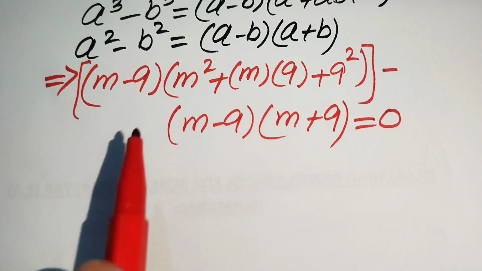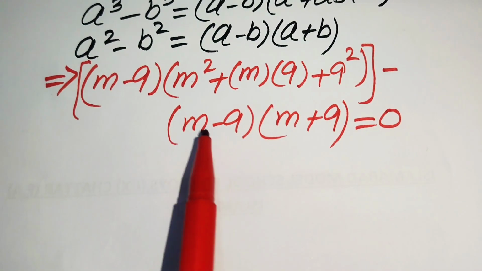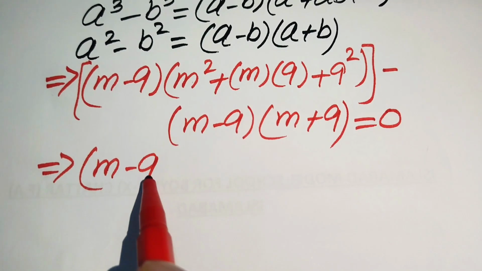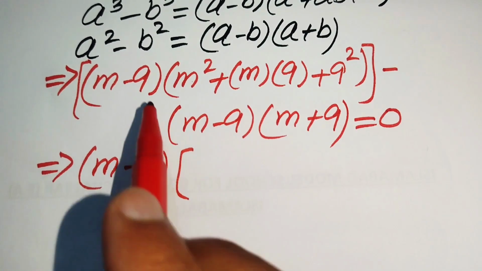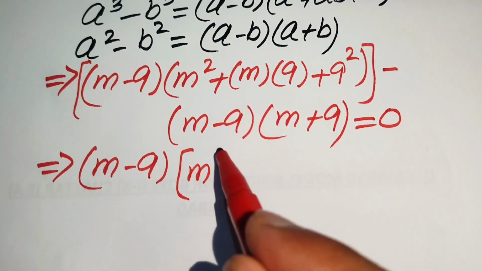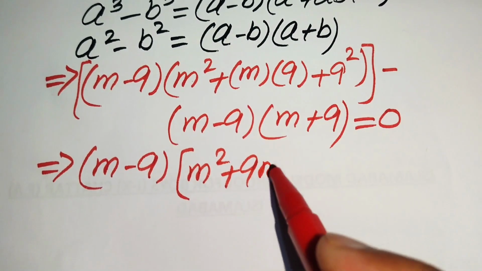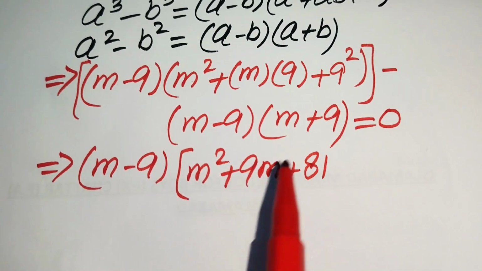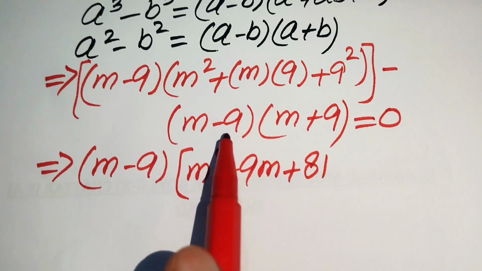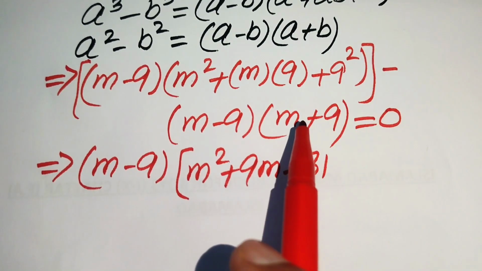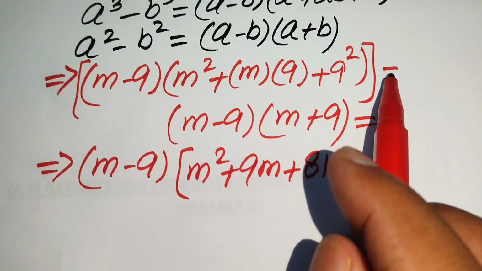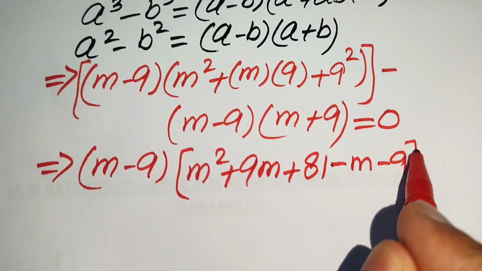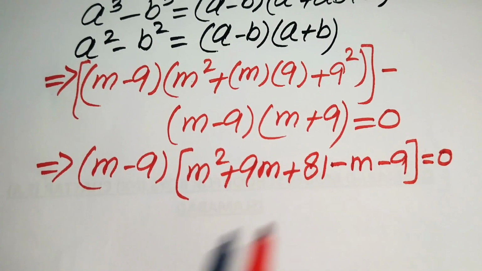So here you focus on both of these two factors, and you see that m minus 9 is the common factor, so we take common m minus 9, and the remaining terms are m square plus 9m plus 81, since the square of 9 is equal to 81. And here you take common the m minus 9 factor, and we get this minus times m plus 9. So we multiply this minus sign on both of these terms, and it will be written as minus m minus 9, and this whole equation equals 0.